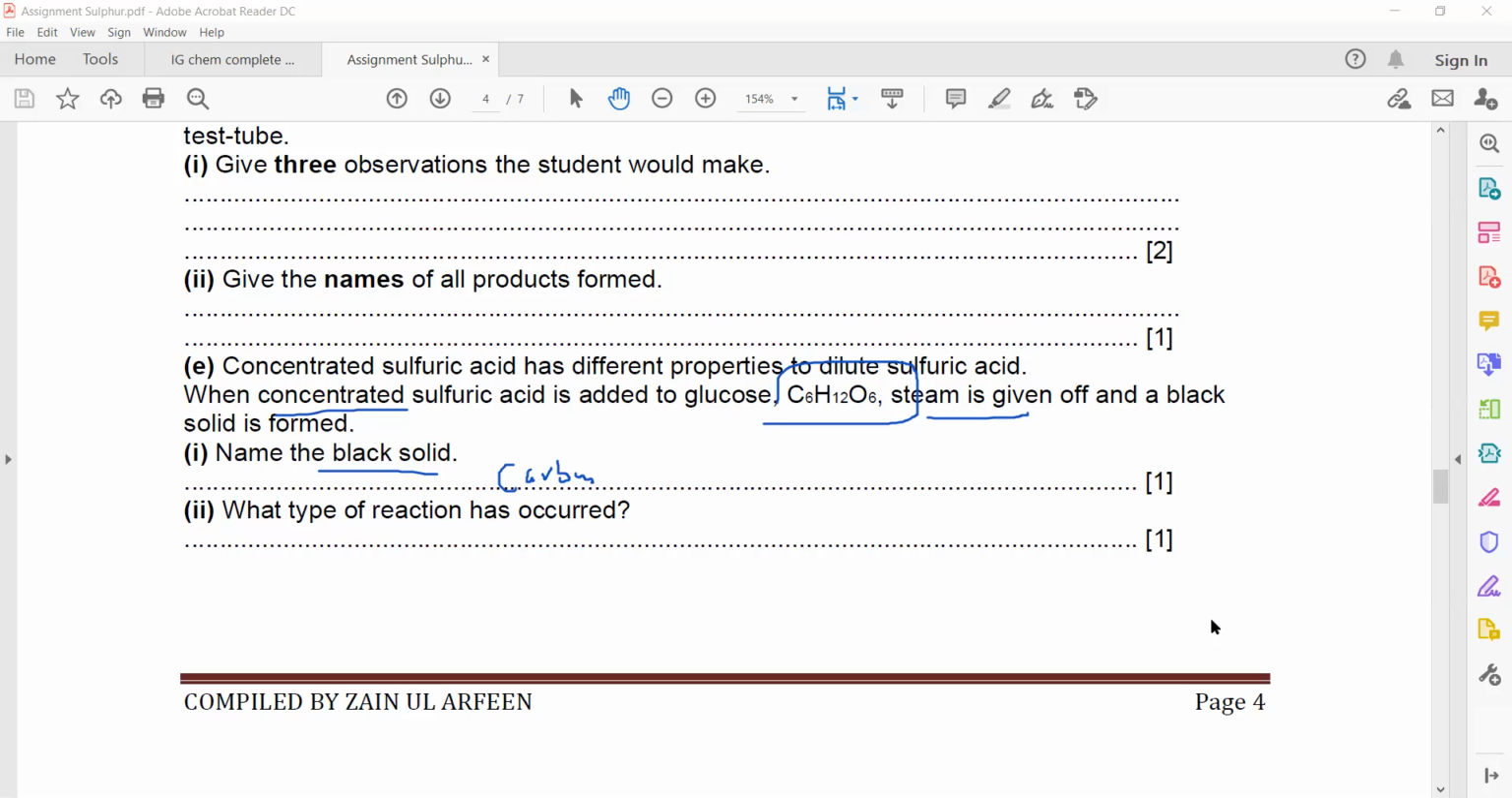Dehydration. For thermal decomposition, the condition is that by the action of heat, if I supply heat energy and form more products, I will call that thermal decomposition. But in this reaction, I'm not supplying any heat energy. I just add concentrated sulfuric acid, which causes a decomposition into carbon and water vapor. So that's why it is dehydration.